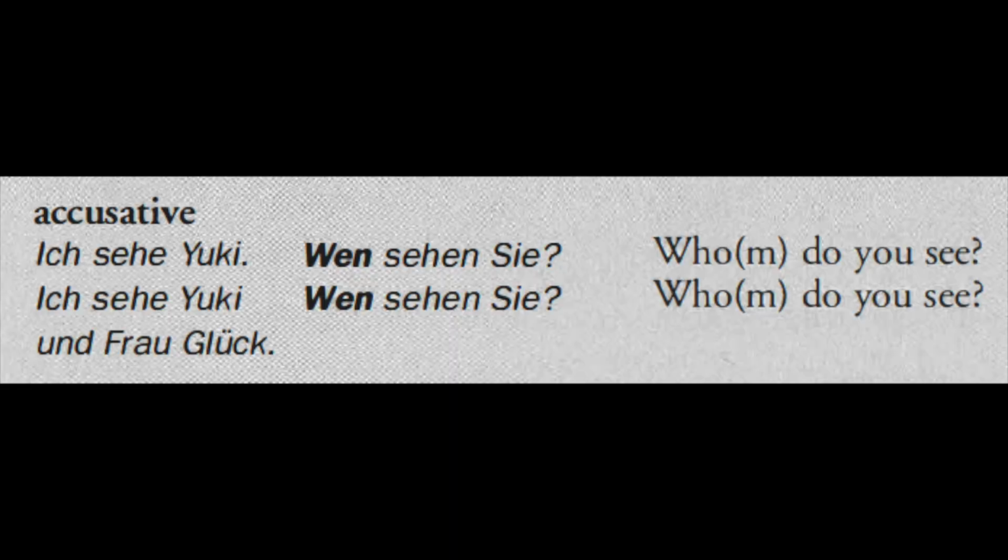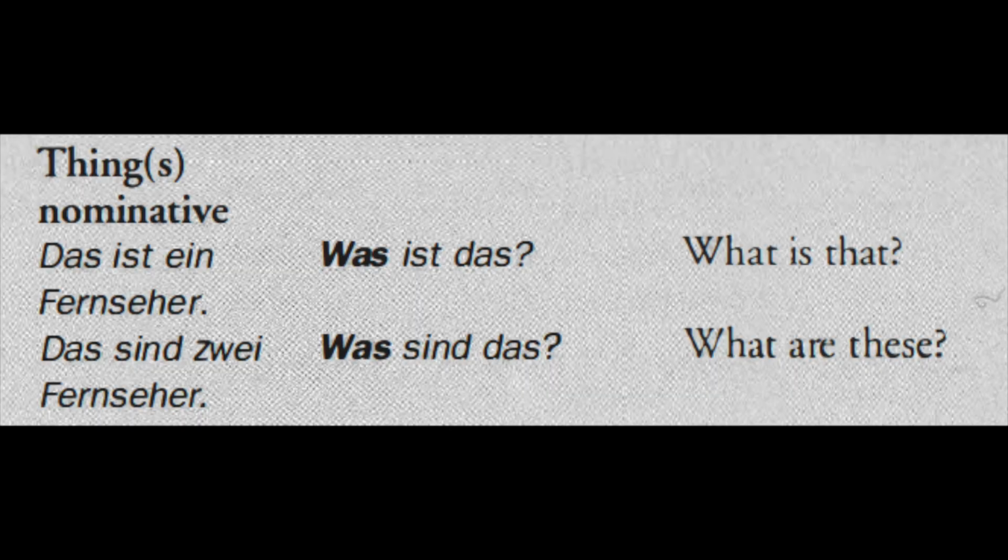Now, if I have the verb to see, sehen, that demands a direct object, I use wen. Wen sehen Sie? Ich sehe Yuki. Wen sehen Sie? Ich sehe Yuki und Frau Glück. When we've got inanimate things, I go, was ist das? Das ist ein Fernseher. Was sind das?